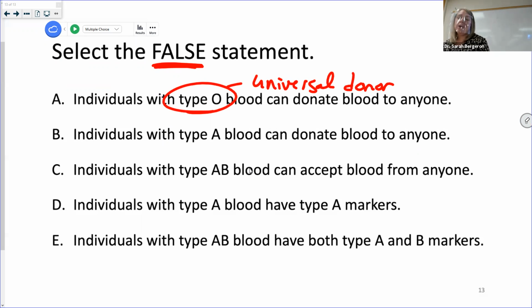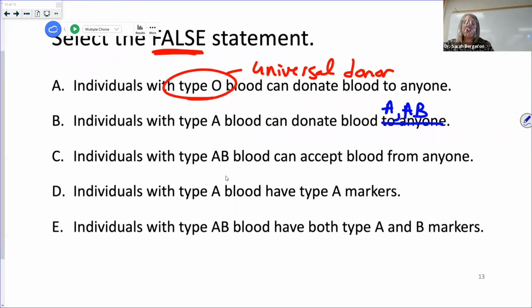If you left it A, type A blood can donate to who? They can donate to A. They can donate to AB. Okay, you have to be able to do that too. So AB can accept blood from anybody. AB is called the universal recipient. Individuals with type A have type A markers. Individuals with type AB blood have both A and B markers. Okay. Questions?